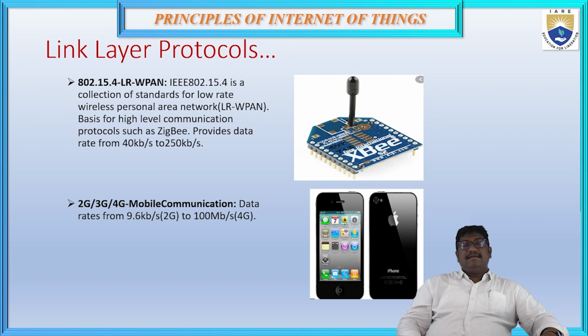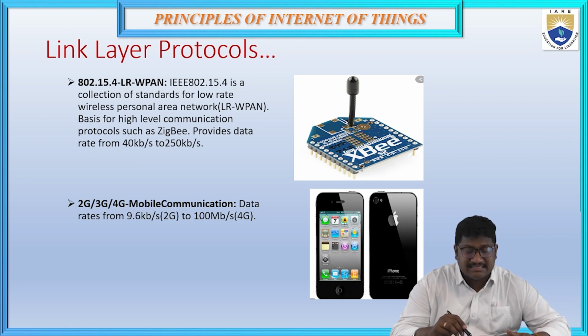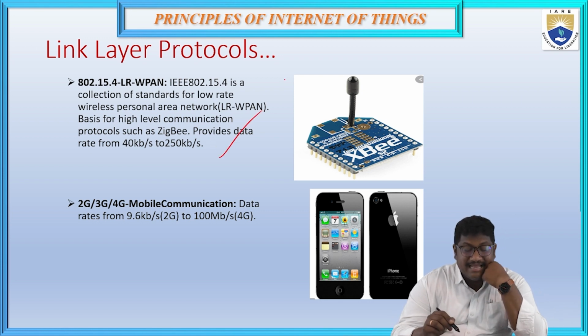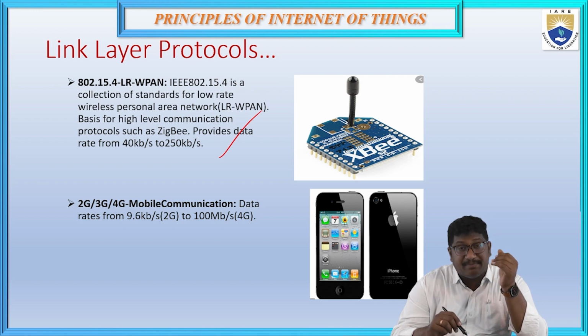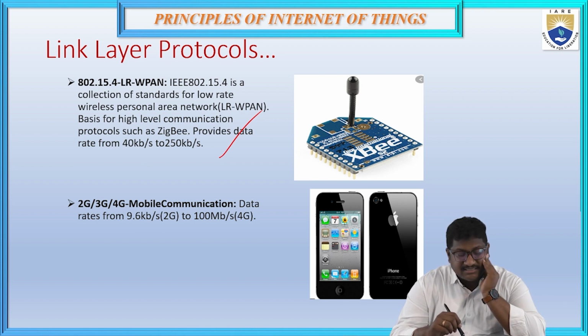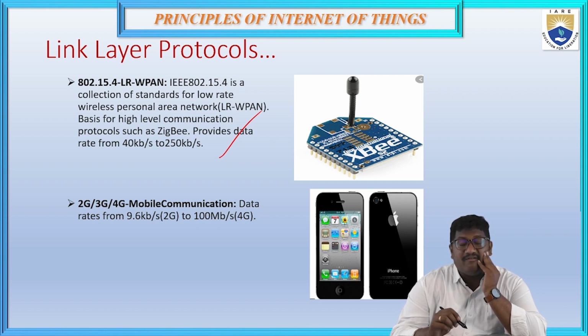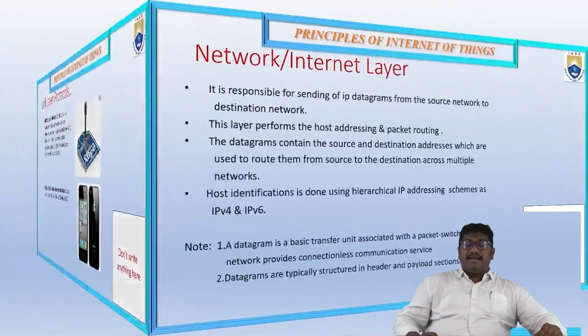And in the link layer, next, as I told you, LR-WPAN, and 2G, 3G, 4G mobile networks, and each protocol is able to transfer data in different formats. If you observe 802.15.4, which is Zigbee, a high-level communication protocol, a minimum of 40 Kbps of data is transferred using this Zigbee network. And coming to 2G, 3G, 4G, in 2G it is 9.6 Kbps and in 4G 100 Mbps. This is how the protocols are able to transfer.